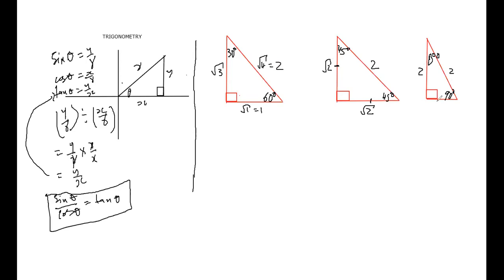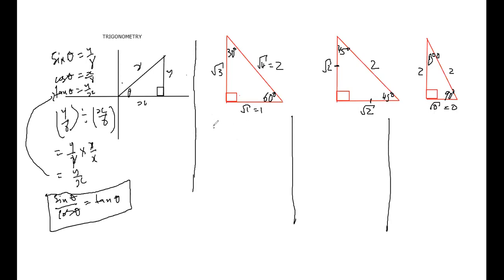And finally, the smallest angle is 0. We must give that the square root of 0, which is 0. Now, in each triangle, we're going to figure out the values for sine, cosine, and tangent.